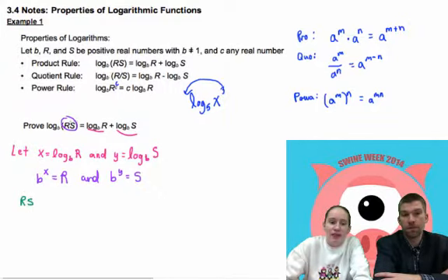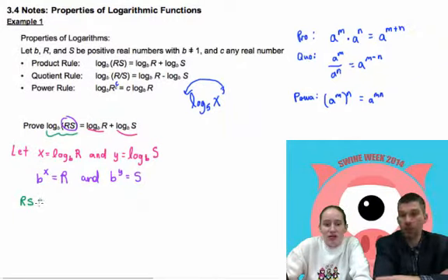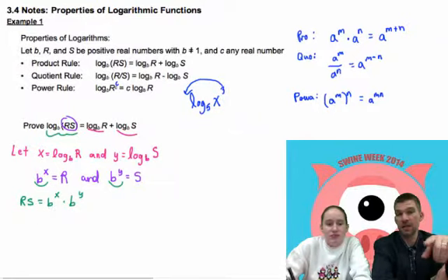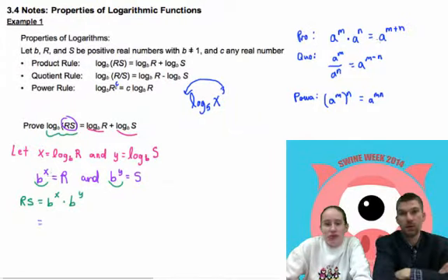Because at some point, that's where we need to get to. We need to get back to what we're trying to show. So for R times S, we want to show an equality statement. R is b to the x, S is b to the y, so let's multiply those together. Since the bases are the same, I bet you add exponents. That is the product rule. So that's x plus y.